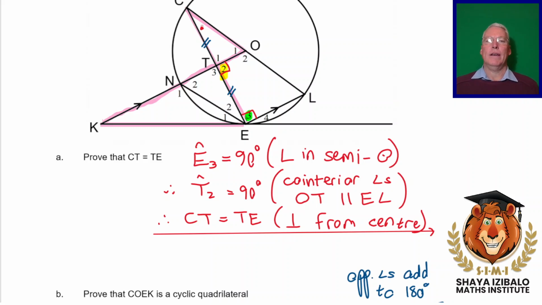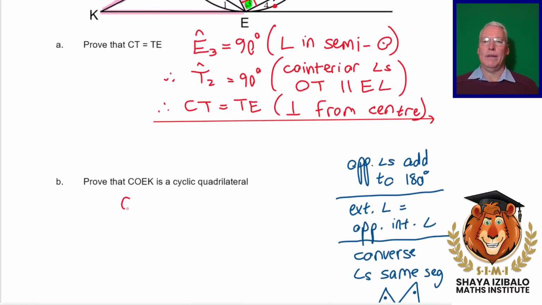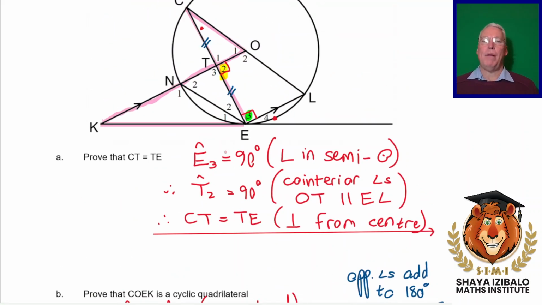Okay, angle C is actually the same as L4. All right, let's write that down. Angle C is the same as angle L4. Anyone see why? Tan, chord. All right, but what do we know about L4 and K?